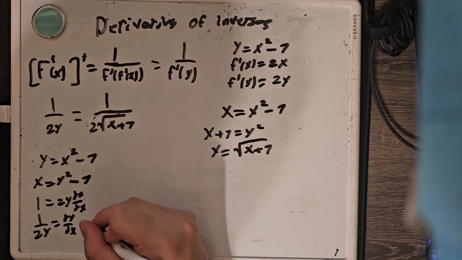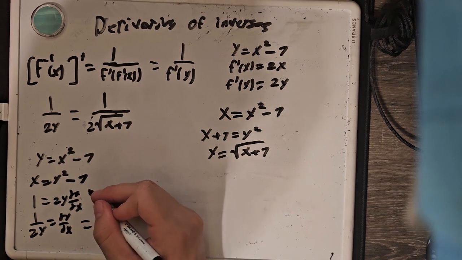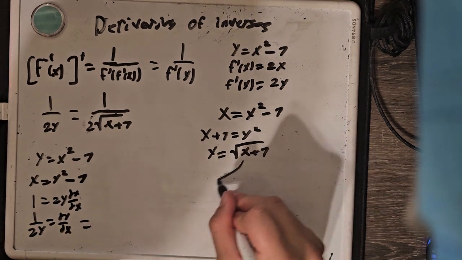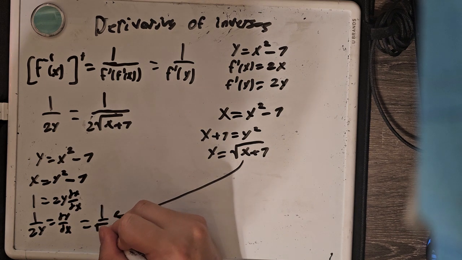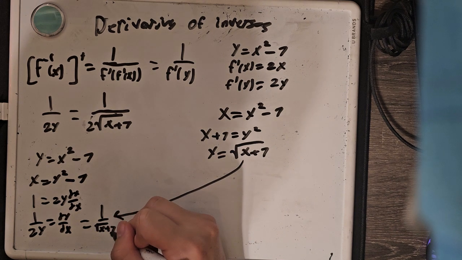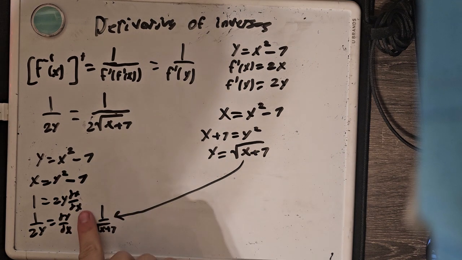And if we want to convert it to be in terms of x instead of y, we just plug in the same thing for 2y. So 1 over 2 times the square root of x plus 7.